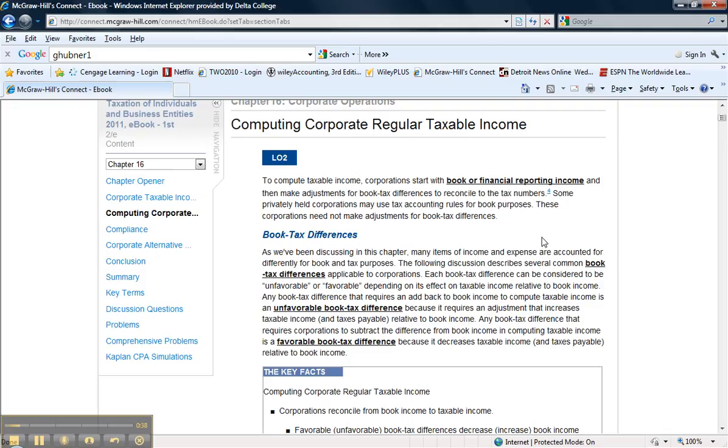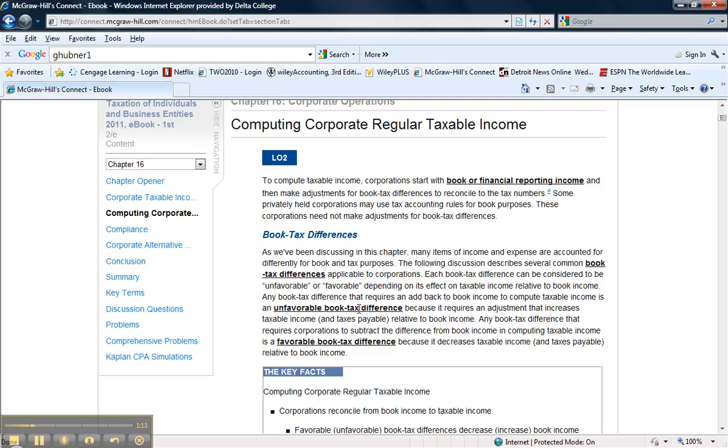Now, the biggest thing that we have to really get good at in this chapter is the understanding of book tax differences. GAAP, generally accepted accounting principles, provides our rules for calculating book income for financial statement purposes, but the Internal Revenue Code and other sources provide our rules for determining taxable income, and a lot of times those rules are different, so it produces book tax differences between financial statement income and taxable income. And we'll see that these differences are either unfavorable or favorable.